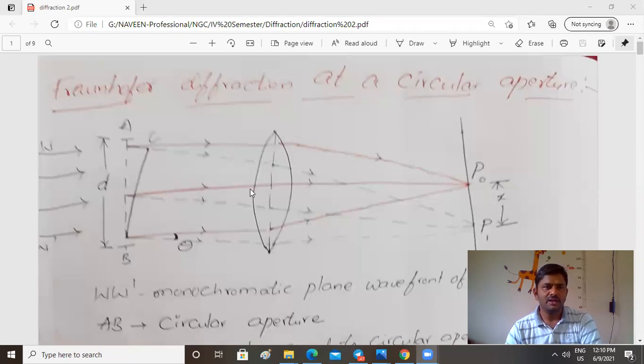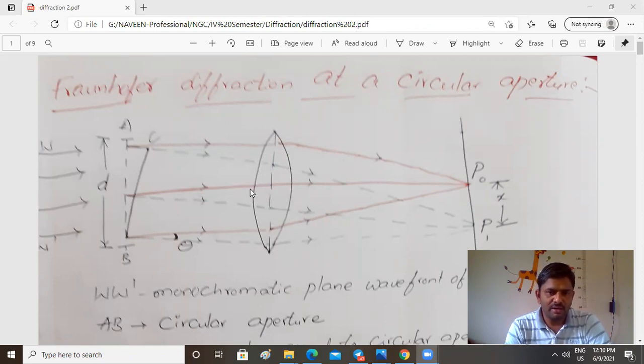We have discussed diffraction due to single slit. Now we are moving to discuss diffraction due to circular aperture. Let me share my screen. Yeah, this is Fraunhofer diffraction at a circular aperture. This is our next topic.